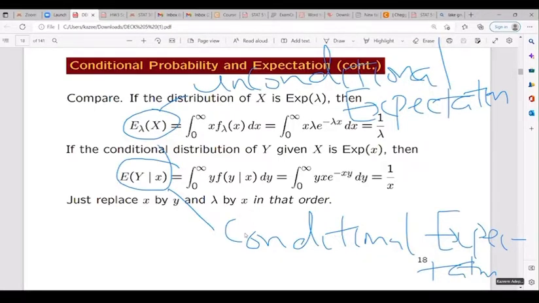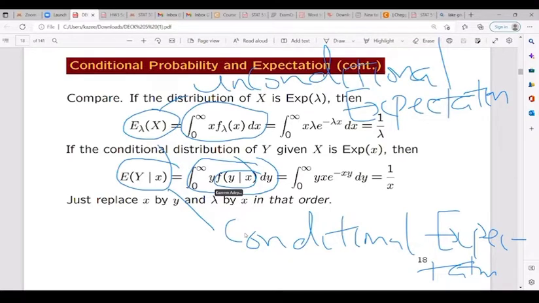Now, the difference between them: when you want to find the unconditional expectation of x, you're going to use f of x. But if you want to find the conditional expectation of y given x, you're going to use a conditional function. That will be f of y given x. I wanted to take note of that.